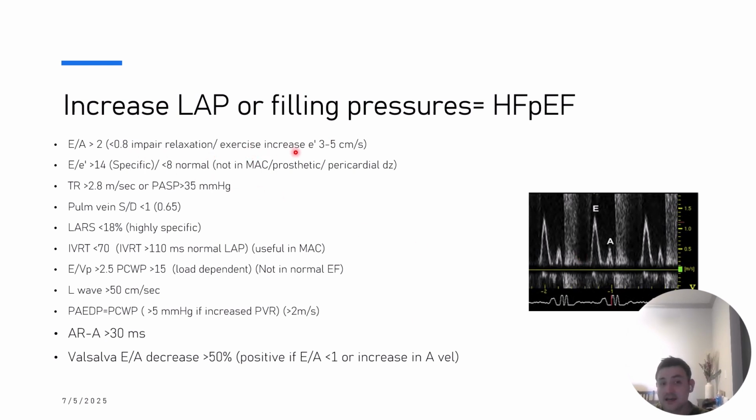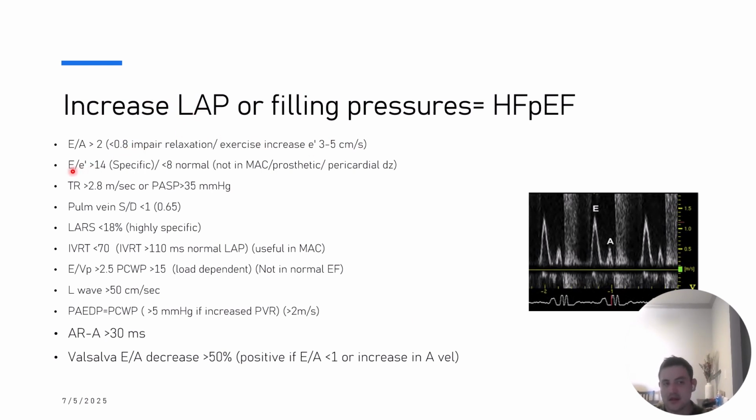Now, when you have a normal E over A, or less than 0.8, why is an exercise echo recommended? Because exercise increases the E prime by 3 to 5 centimeters per second. And what does that mean? If exercise increases it by 3 to 5, that is going to reduce your E over E prime. But if you have diastolic dysfunction, the E prime is not going to increase. So E over E prime is going to be increased, and then you have increased LAP.